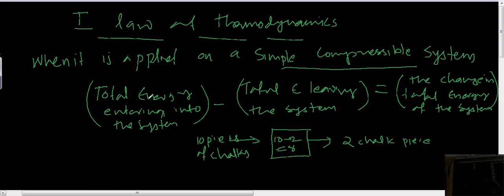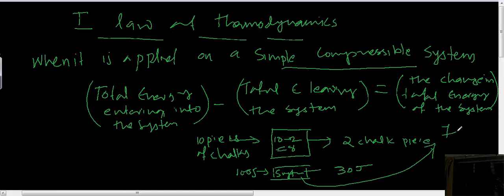The same way some energy will be coming in. Suppose 100 joule is coming into the system. This is my system. And suppose 30 joule is going out of the system. What is the change inside the system? It is 100 minus 30, that is 70. So 70 is the change inside the system. That is simply the first law when applied to the simple compressible system.